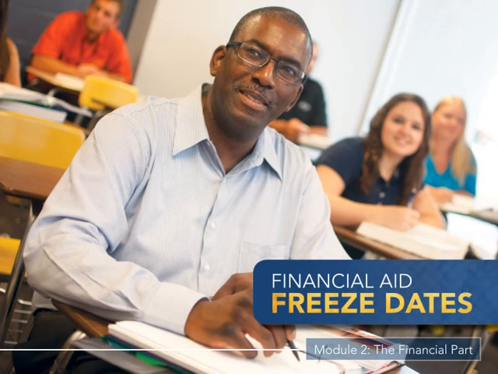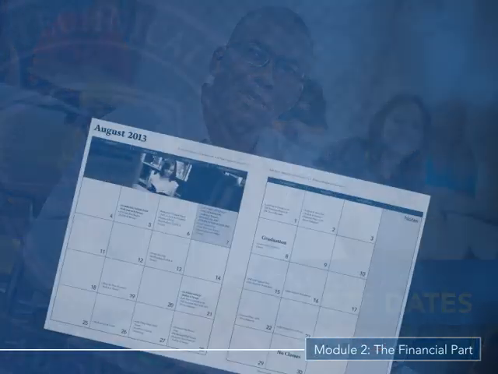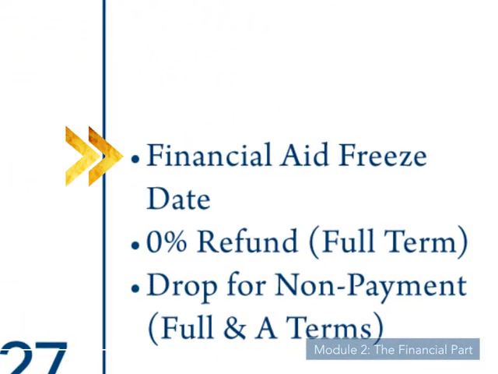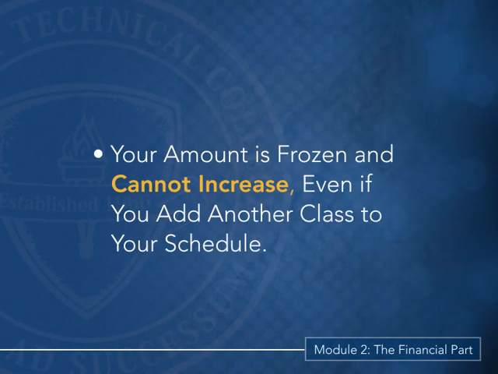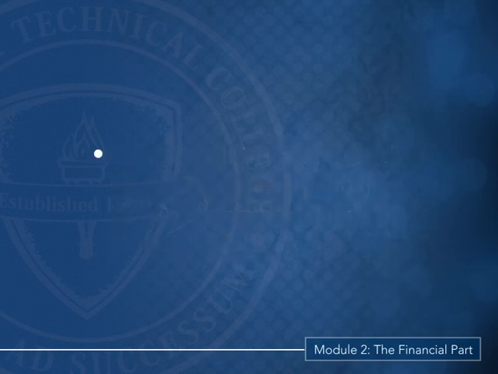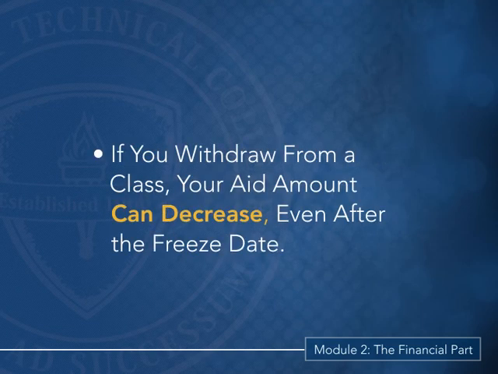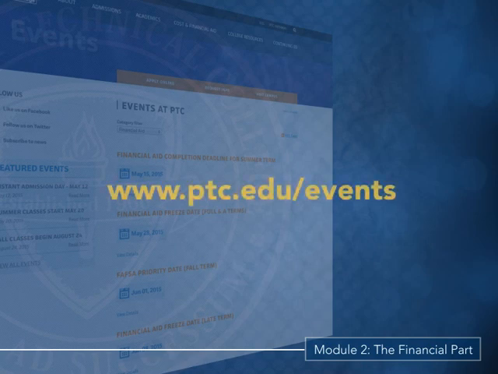It's important to be aware of financial aid freeze dates, which are posted each semester in your student calendar. Once the freeze date has arrived for the semester, your aid amount is frozen and cannot increase, even if you add another class to your schedule. However, if you withdraw from a class, your aid amount can decrease even after the freeze date. If you do not have a copy of the current PTC student calendar, you can find important dates by going to www.ptc.edu/events.